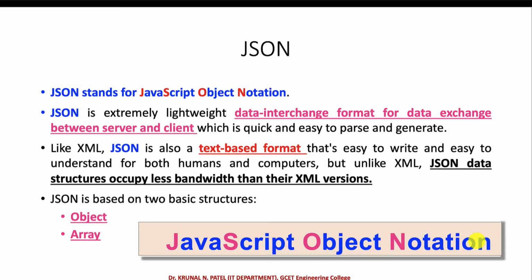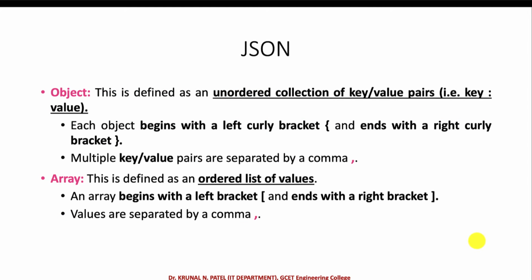Like XML, JSON is also a text-based format that's easy to write and easy to understand for both humans and computers. But unlike XML, JSON data structures occupy less bandwidth than XML versions. That's why JSON is popular, right? Now, JSON is based on two basic structures. One is the object, which you can also say is a JSON object, and the other is the array, the JSON array. Now, what is a JSON object and what is a JSON array? How can you define that, right?